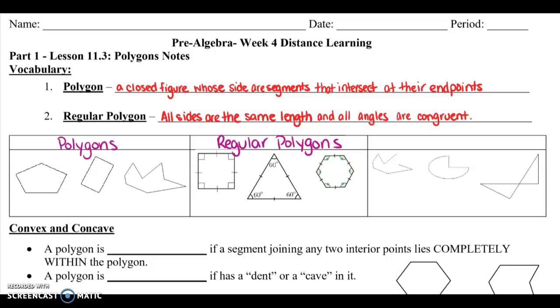Here, these are not polygons. So these, you can tell you've got a big opening right there. This is a curved line, so that's no good. And these are intersecting each other, so you don't want segments that cross over each other. So those are not polygons.